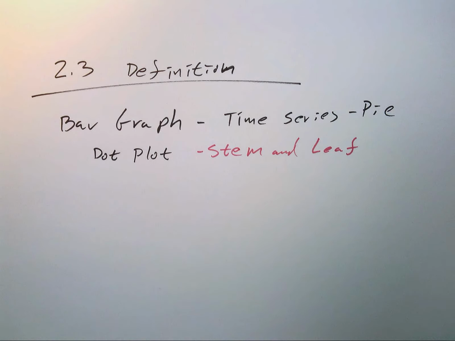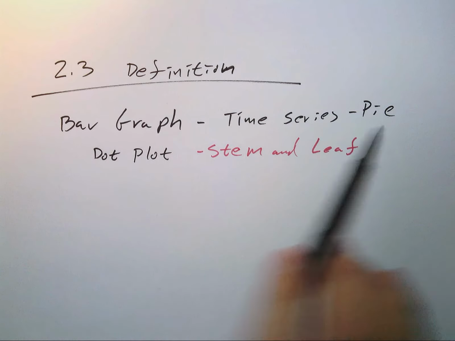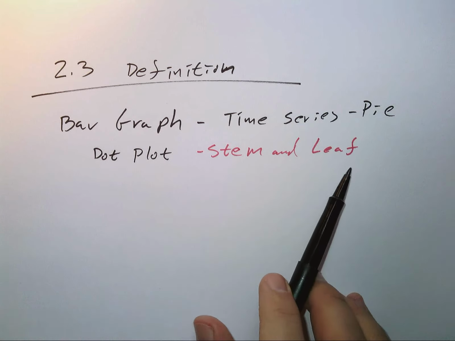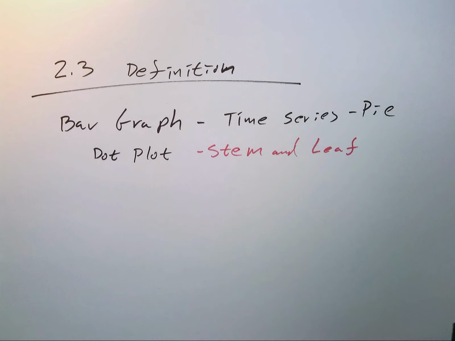2.3 definitions. I'm going to talk about bar graphs, time series graphs, pie charts, dot plots, and then in red I have stem and leaf plots. I'm going to do a second video after this one as far as that goes. Now, bar graphs are exactly like histograms, except instead of the data being continuous, the data is categorical.